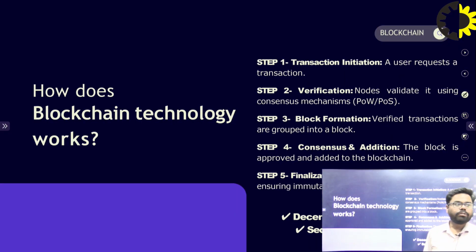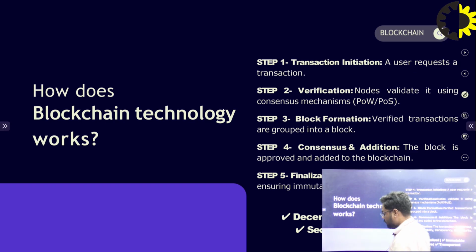Okay, how does blockchain technology work? The first step is transaction initiation. The first step of the blockchain is that the user requests a transaction. Okay, second, the verification.